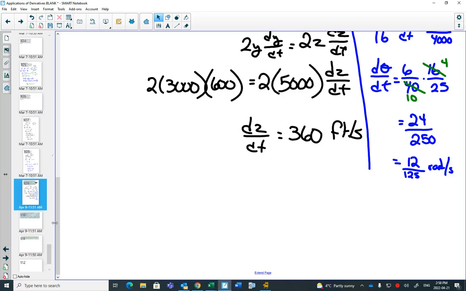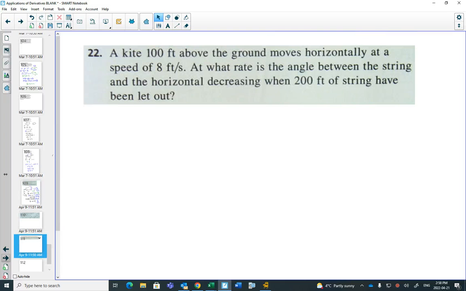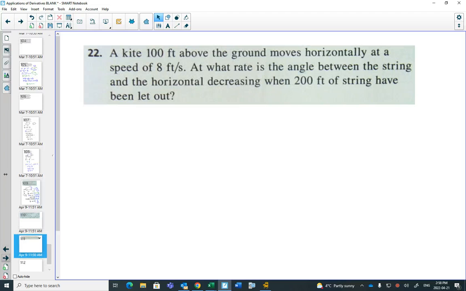So good? Yeah, there's one on the back. Oh, did I get the same answer? 0.96, is it 0.96? I'm sure it is. 96 over, yeah, then that's 0.096. Yeah, 96 over 1,000 is actually nicer for changing to a decimal than 12 over 125.